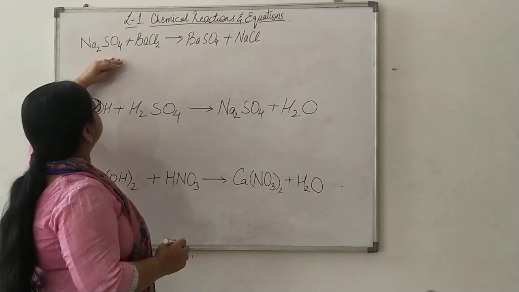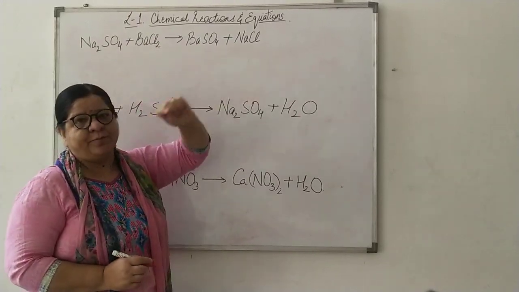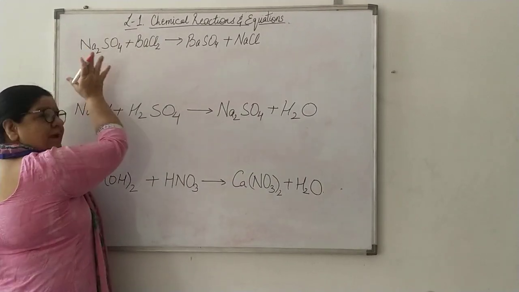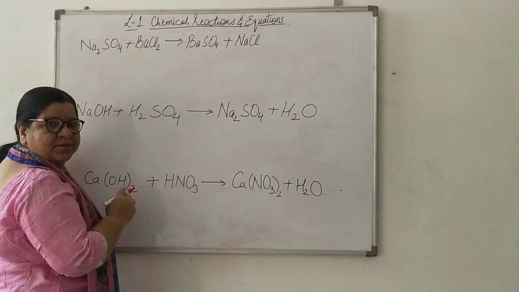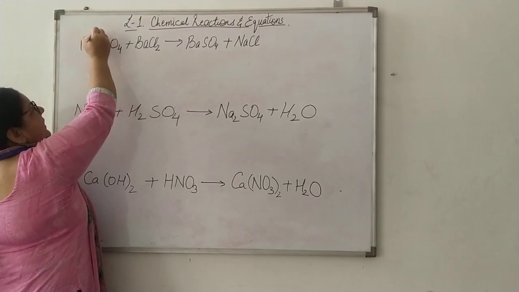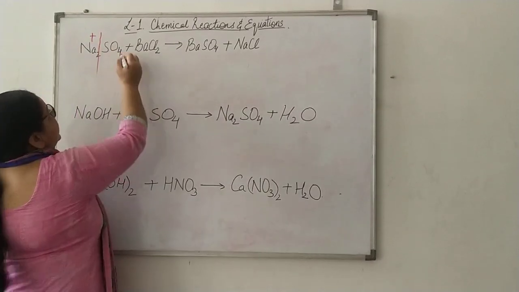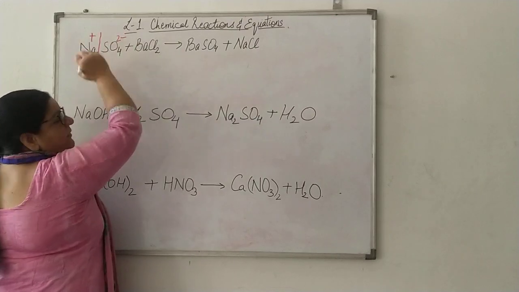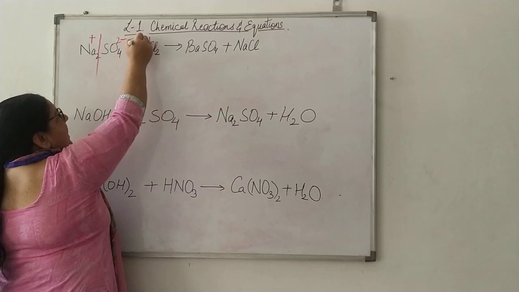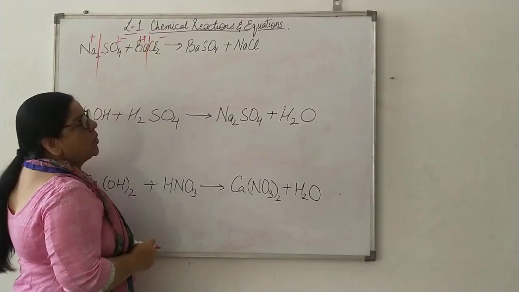Now see this example, Na2SO4 plus BaCl2 gives BaSO4 plus NaCl. How is this formed? Now if we have to break it up into ions. Right? Whenever it is in the solution form, it breaks up into ions. So Na2 has Na with valency 1. SO4 has valency 2. Same way here also, Ba has valency 2 positive, chlorine has valency 1.